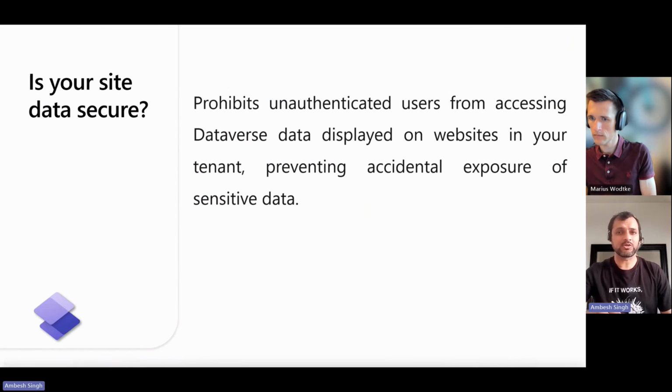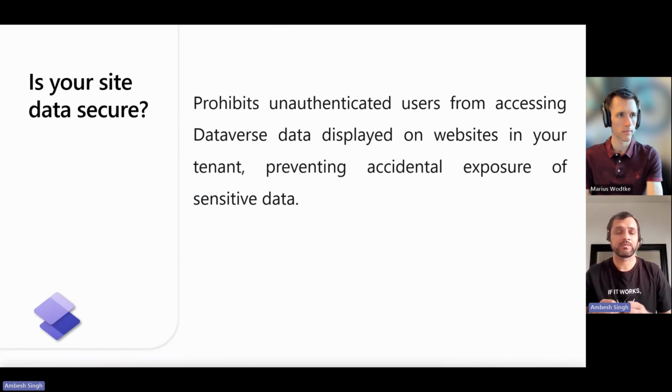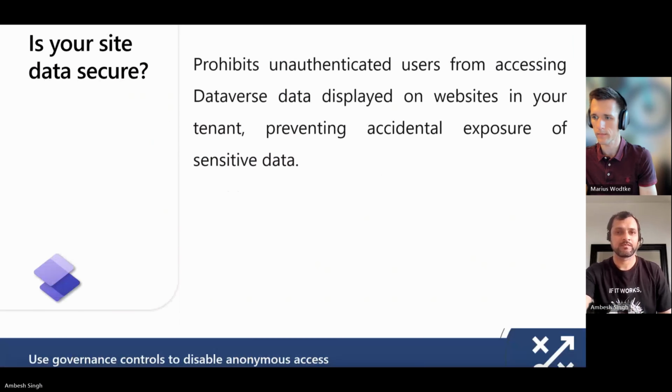Use governance control to disable anonymous access, as anonymous access is a threat. With the help of this feature, admins or makers prevent unauthenticated users from accessing the Dataverse data displayed on the website in your tenant, which prevents accidental exposure of sensitive data.